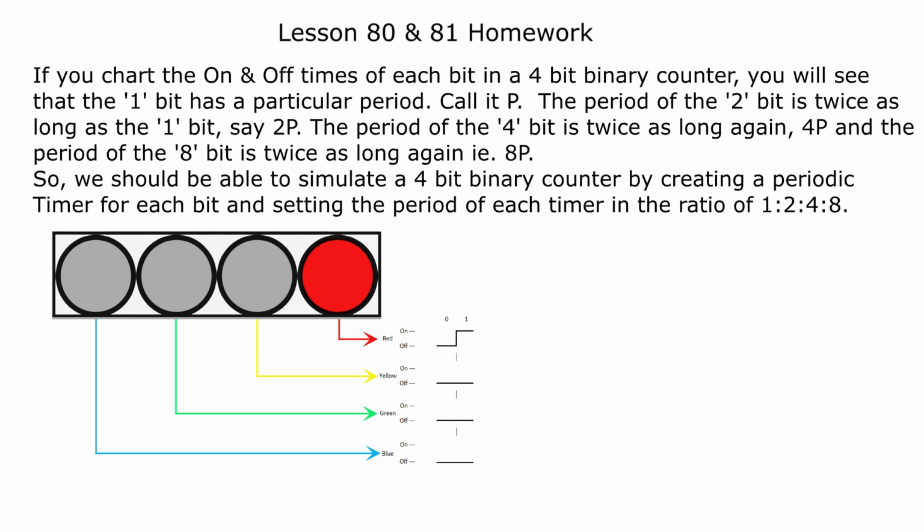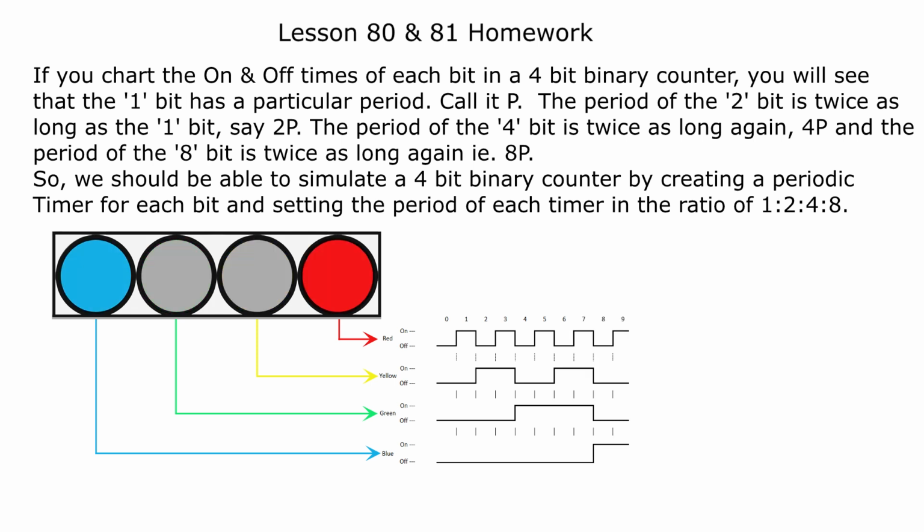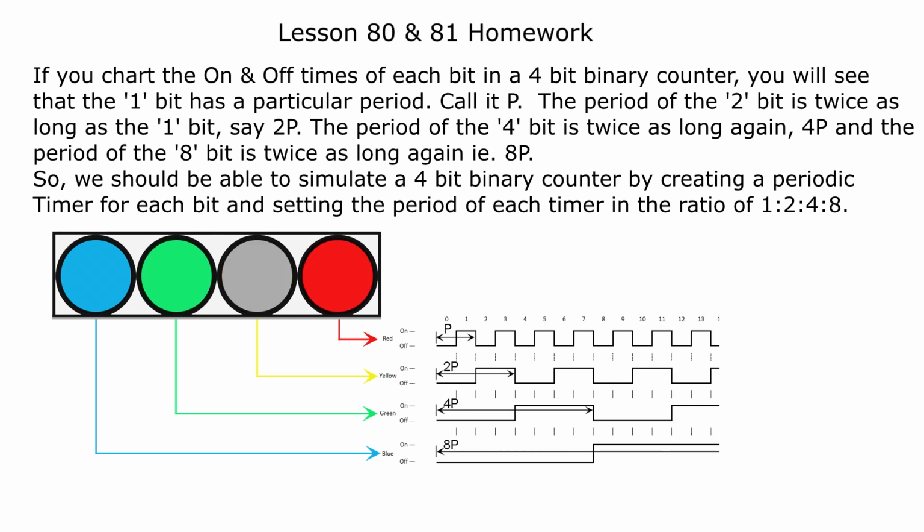If you chart the on and off times of each bit in a 4-bit binary counter, you will see that the 1 bit has a particular period. Let's call it P. The period of the 2-bit is twice as long as the 1 bit, so 2P. The period of the 4-bit is twice as long again, 4P. And the period of the 8-bit is twice as long again, so 8P.